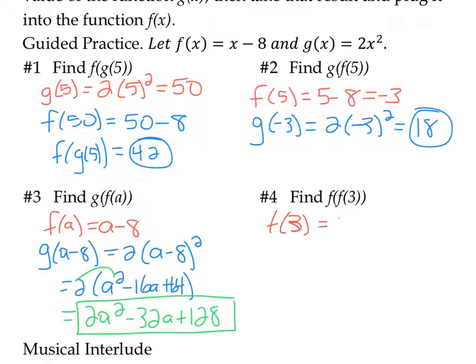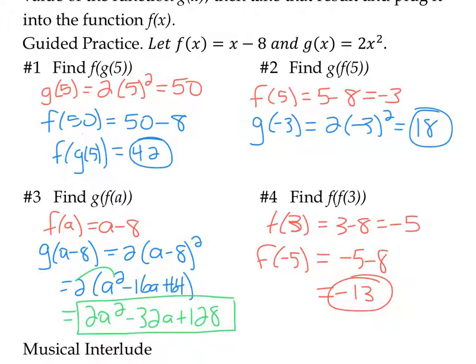So f of 3 is 3 minus 8, which is negative 5. Now we're going to find f of negative 5. So we found the f of 3 value, negative 5, and then we're going to plug that into the f function again. So we still work our way inside out. We're taking the f of 3, getting that value and plugging it back into the f function again. So it's negative 5 minus 8, which is negative 13. So you can compose a function with itself.